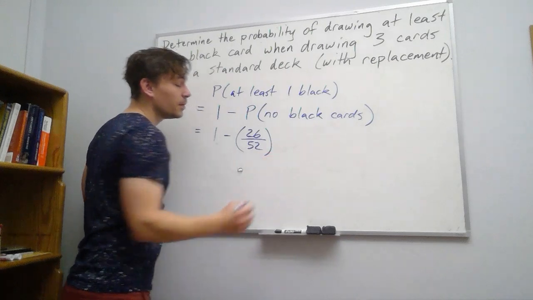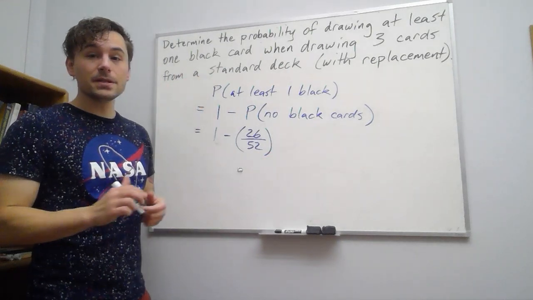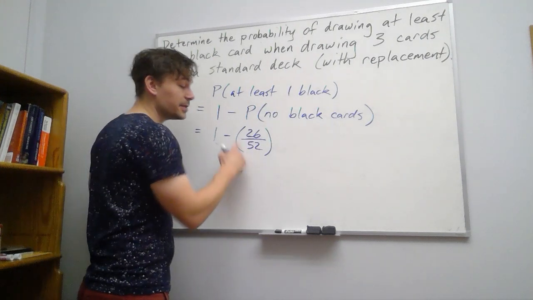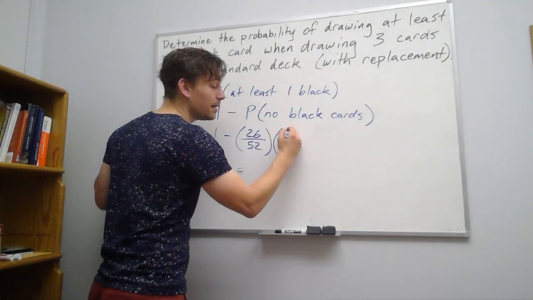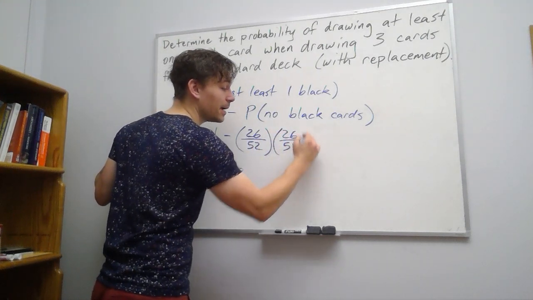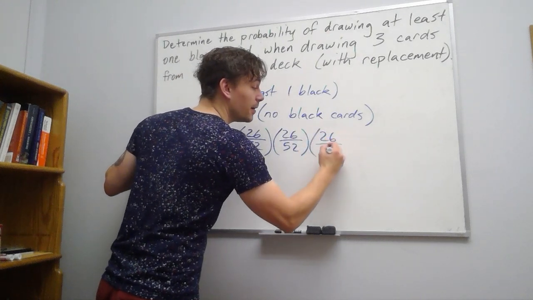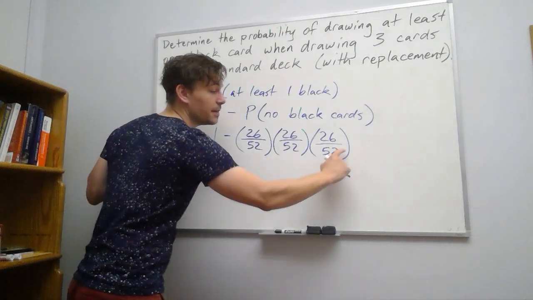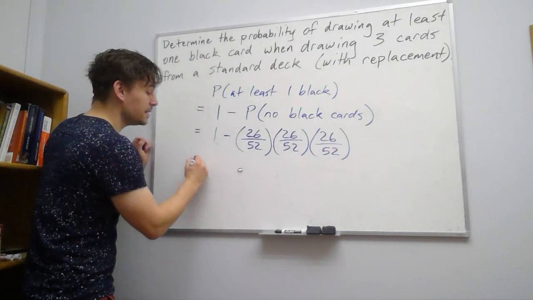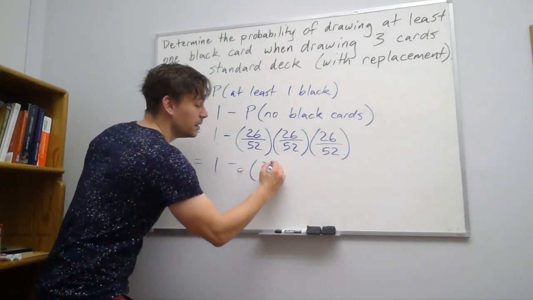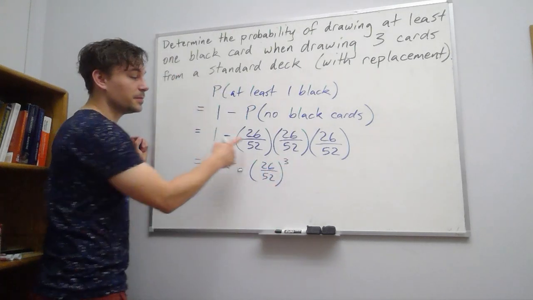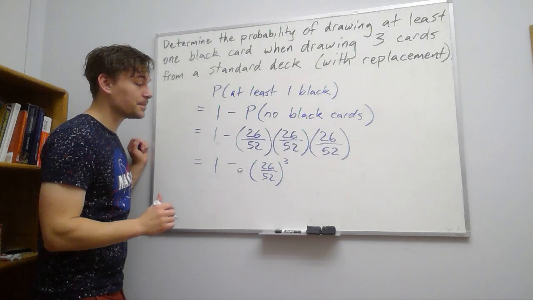But we know we're going to do this 3 times, and because this is an and scenario, the first card cannot be black, and the second card cannot be black, and the third card cannot be black. So we're going to do 1 minus this. Another way to write that is 1 minus 26 over 52 cubed. We're multiplying it by itself 3 times.